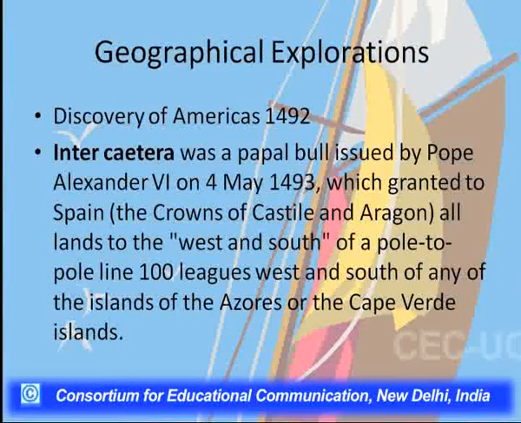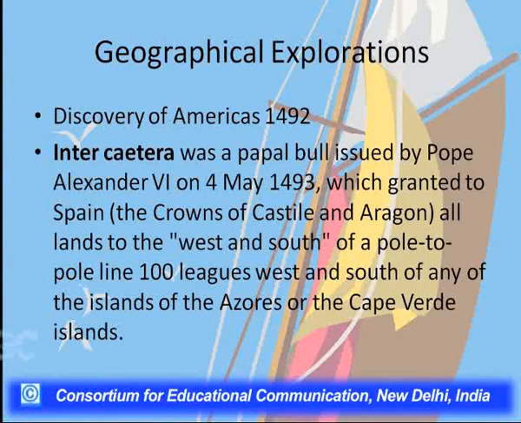An interesting fact, because that will locate what kind of environmental conflict I am trying to suggest. Inter Caetera. Inter Caetera was a papal bull issued by Pope Alexander VI on May 4, 1493, which granted to Spain all lands west and south of a pole-to-pole line, 100 leagues west and south of any of the islands of the Azores and Cape Verde.